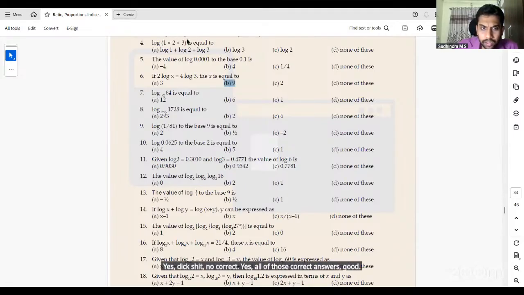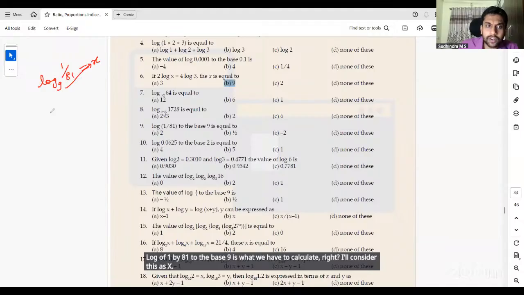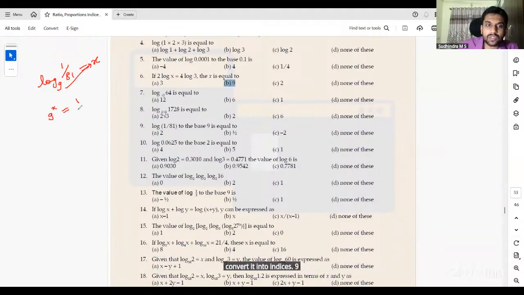Good. Question number 9. They're asking log of 1 by 81 to the base 9 is what we have to calculate. I'll consider this as x. Convert it into indices. 9 to the power x is 1 by 81. I can write 1 by 81 as 1 by 9 square, or if I bring it to the numerator, it will be 9 to the power -2. Same base, equate the power, x is equal to -2.